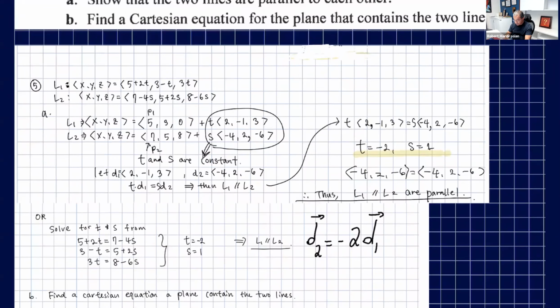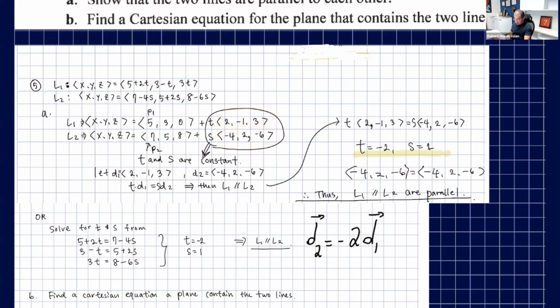Again, for line 1, we have this equation, and for line 2, we have that equation, and we can separate them. If we separate them, you get L1: (5, 3, 0) plus t times (2, -1, 3), and L2: (7, 5, 8) plus s times (-4, 2, -6). Here t and s are constants.